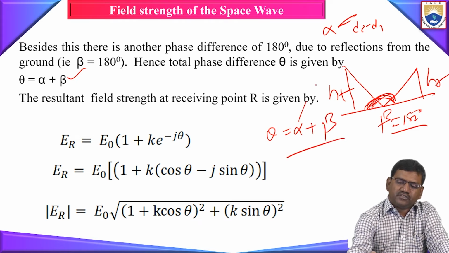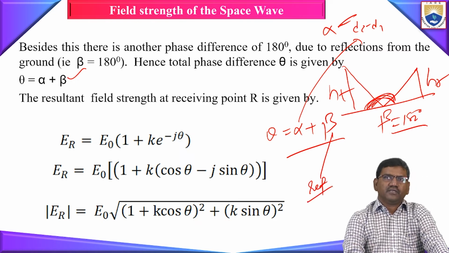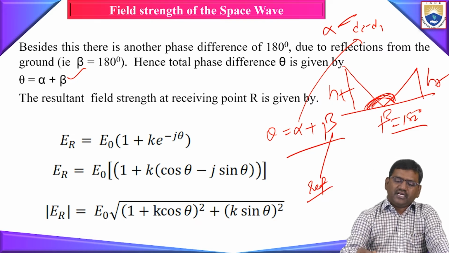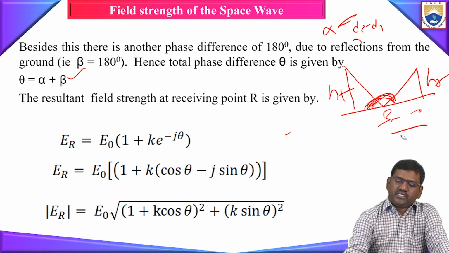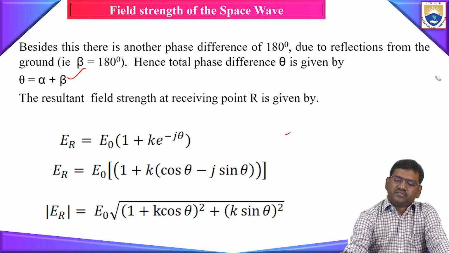So alpha is due to the path difference, and beta is due to the ground reflected wave. The summation of these two phase differences gives the total phase difference theta. Now let us calculate. Our objective is to find the electric field strength. What is the electric field strength reaching the receiving point?